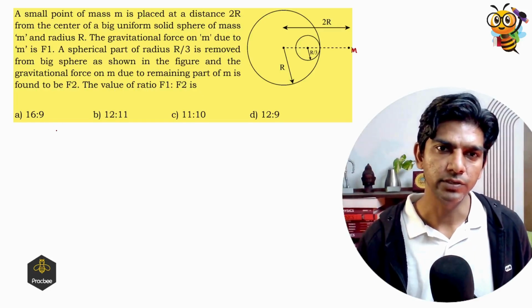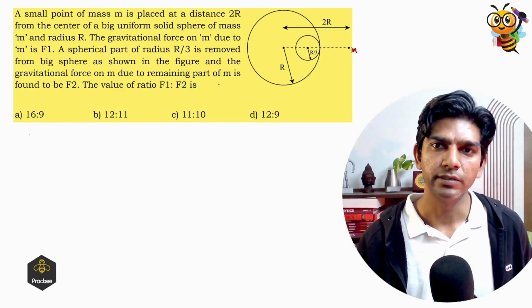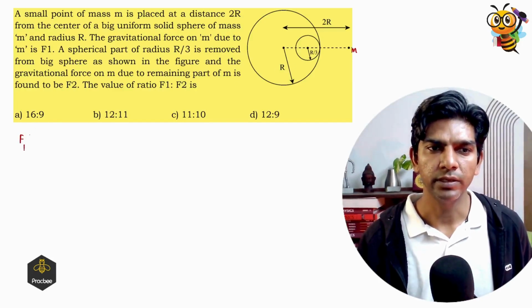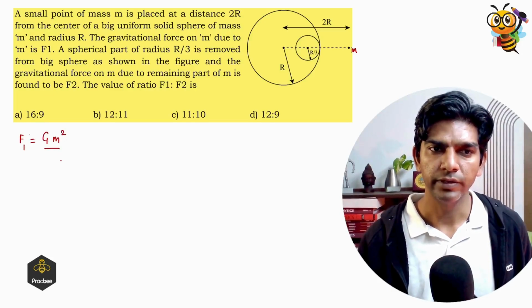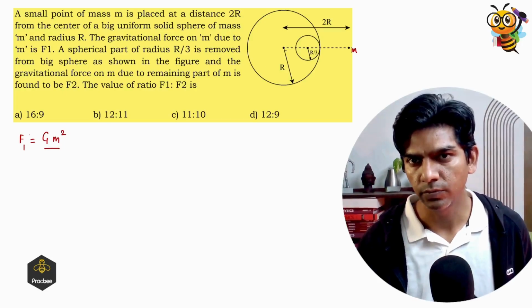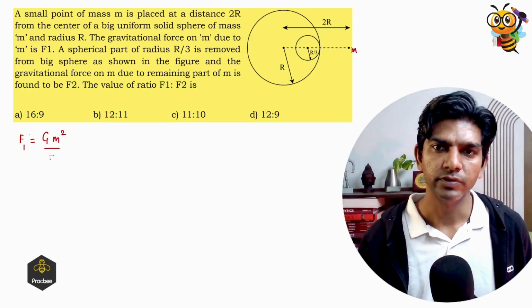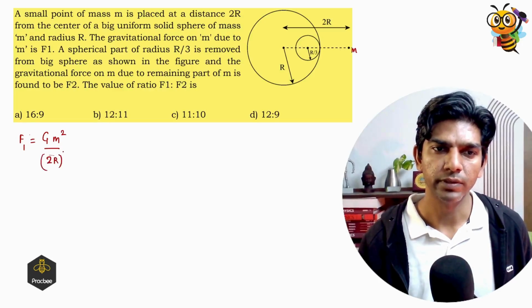F1 is quite easy to calculate, which is nothing but G m square divided by the square of the distance between the center of the sphere and the mass, which is 2r, square of that. So this comes out to be G m square upon 4 r square.